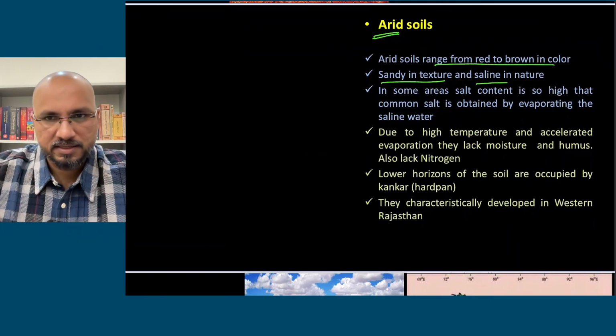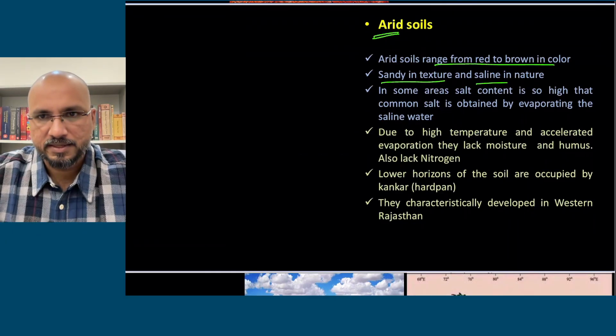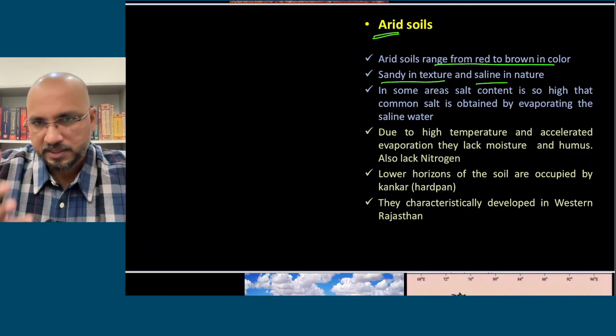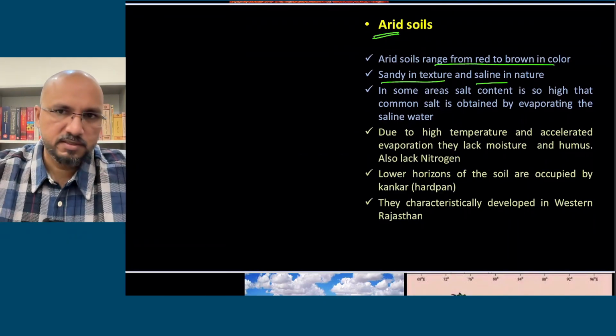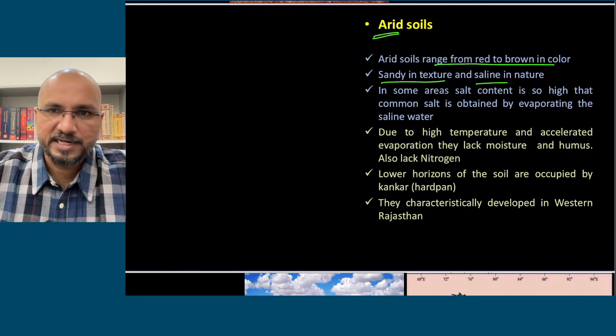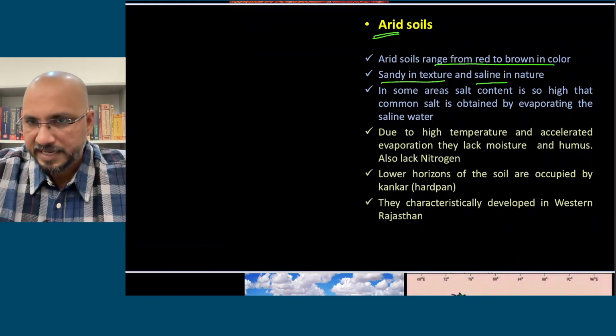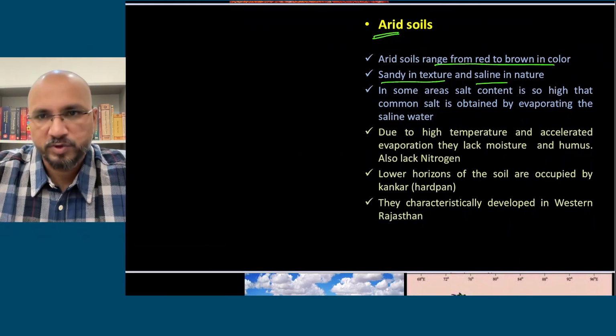So whatever parent rock is weathered, the rainfall in this area is not enough to remove the salts, right? Normally your rivers, whatever rainfall there is, will remove all the salts and dump them in the ocean. So the ocean's salinity is because of all the salts coming from your rivers. Here the rainfall is not enough to drain out the salts. So salt will accumulate over a period of time because of very little rainfall.